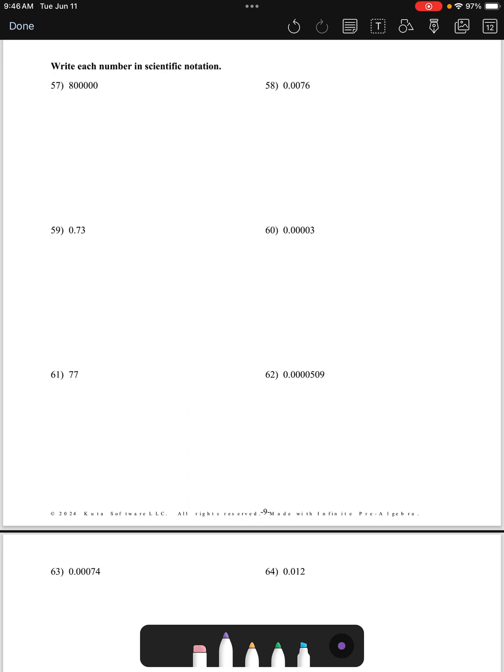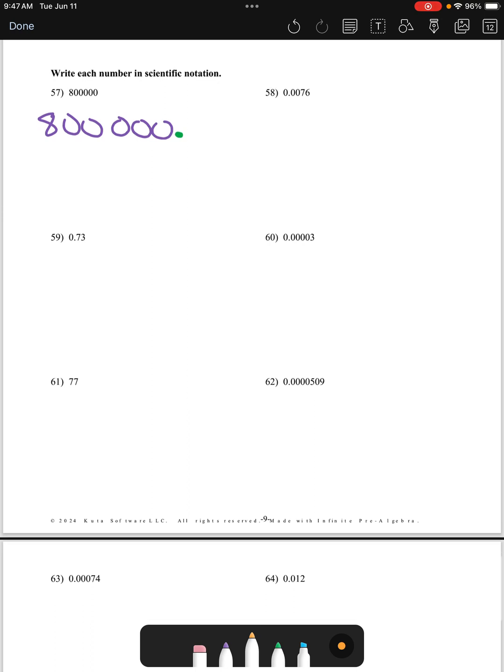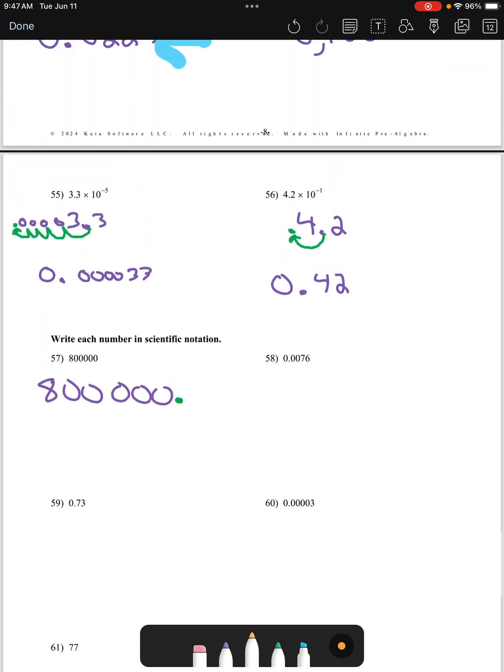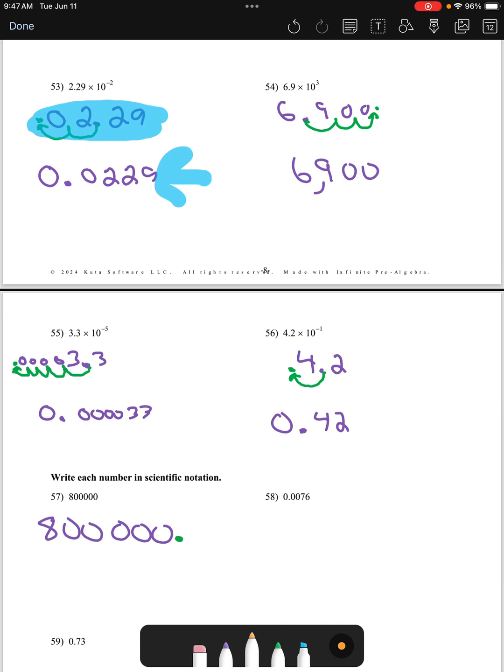So, let's tackle this. Now, I'm going to copy the problems just so that I've got more space to work with. So this first problem is the number 800,000. First thing we need to know is where is the current decimal point? This being a whole number, it's on the end. The real question, though, is where do I need the decimal point to be? So this requires us to understand scientific notation a little bit.